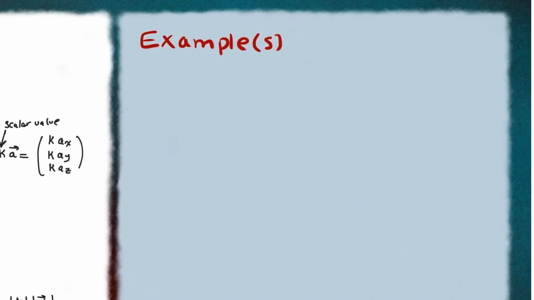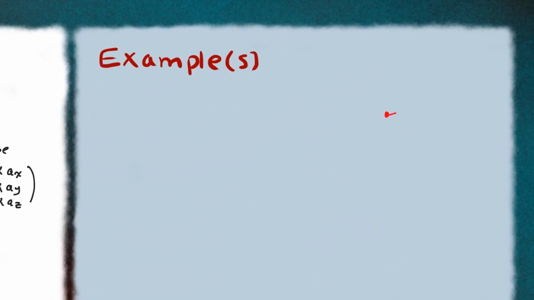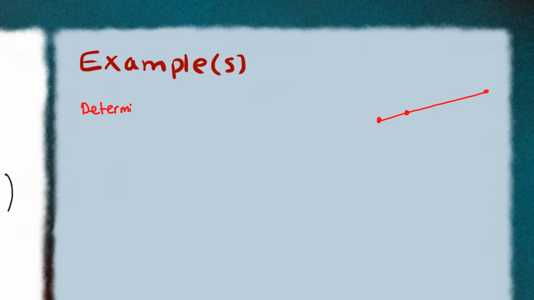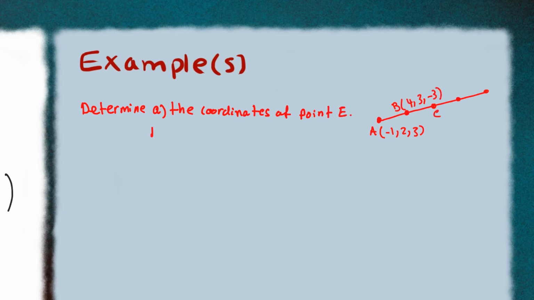In the first example, we have a line segment with points A, B, C, D, and E, and points A and B are given, and the distance between all the points are the same. We want to determine the coordinates of point E and the magnitude of AB multiplied by vector AE. To approach this question, we have to look at what we have.